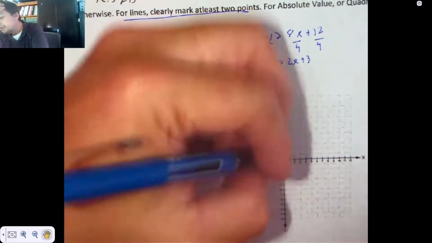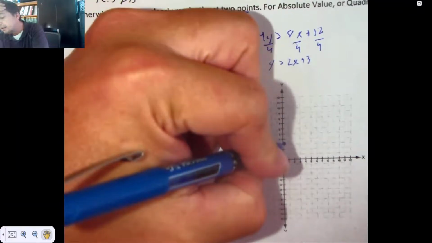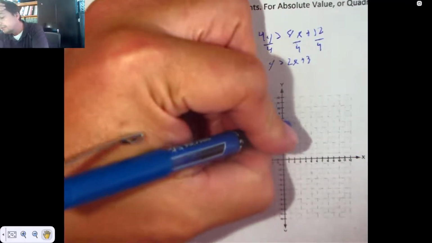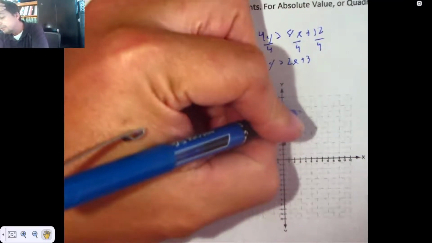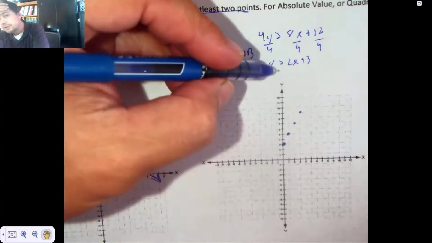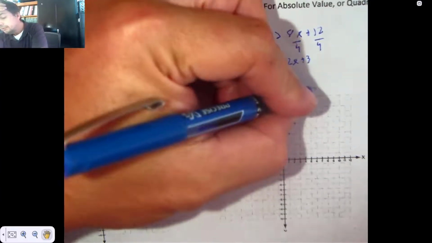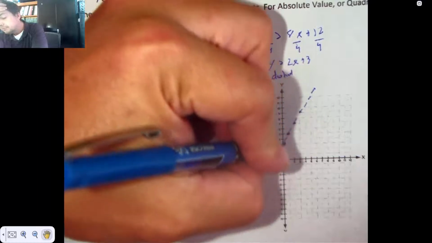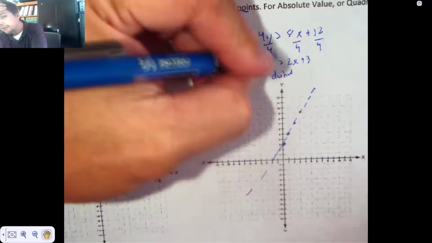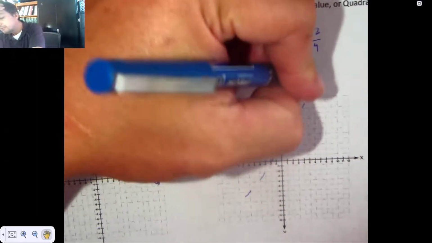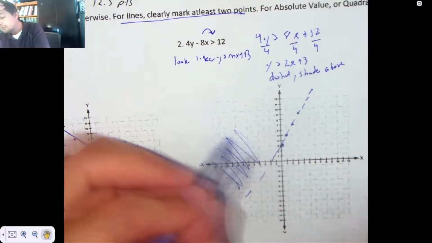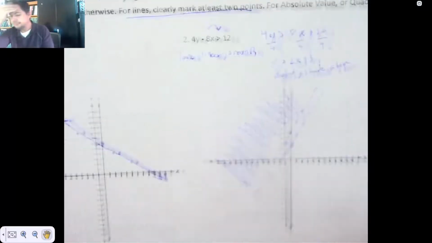Same as the last one. Now we have a y-intercept at 3, and we rise 2 and we run 1. Rise 2 and run 1. If you look at your symbolism, it's going to be dashed. There's a dashed line. And I see greater than, so shade above. I'd be looking at something like that.